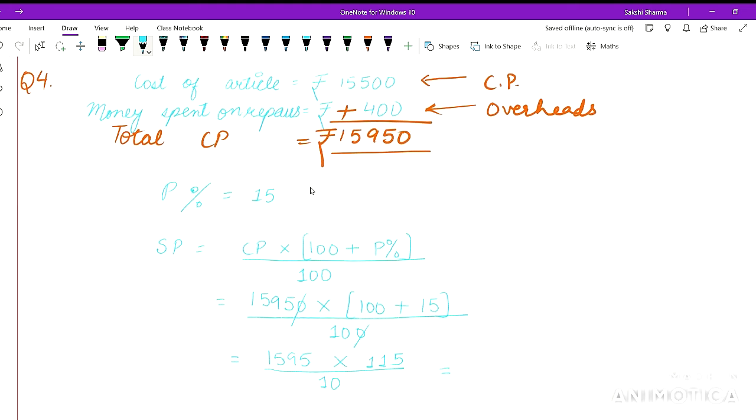I'm going to multiply my values from the numerator and use the 10 from the denominator to put the decimal back. So the product of the numerators is 1,83,425. The denominator has 10. I'm going to use this 10 to put the decimal back.